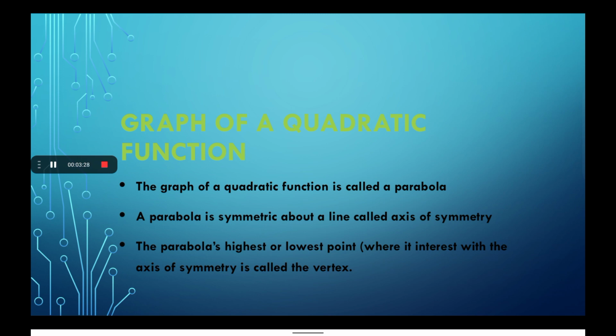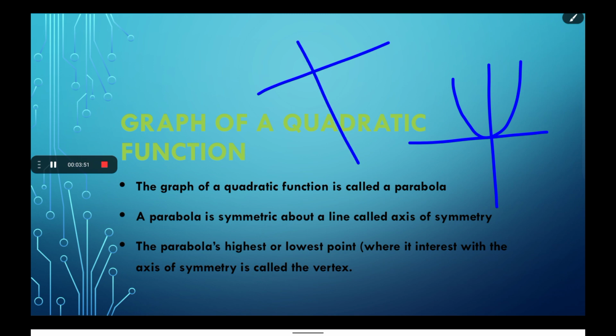First, I explained this first point, that the graph of a quadratic function is called a parabola. Okay, what is a parabola? This is a graph. The parabola means like this, a U-shaped curve. Okay, for a quadratic function the graph is a parabola. In a linear function the graph is a straight line. Okay, I hope you understand.